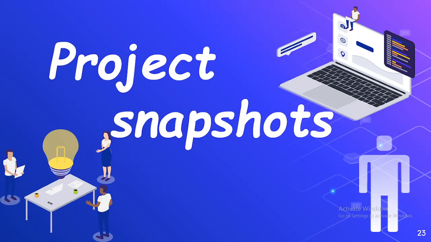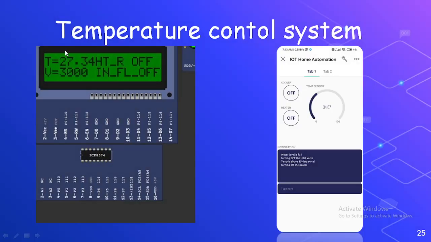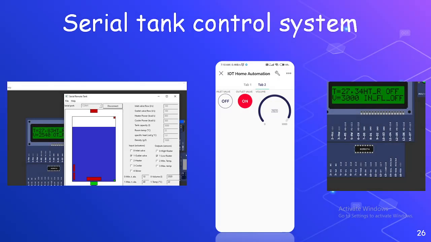Let us see some snapshots of our project. This is our garden lights control, and this is the second requirement, the temperature control system. This is our mobile IoT Blynk app interface with the CLCD display and our temperature system. We can see later in the demo session. And then the water tank control system.